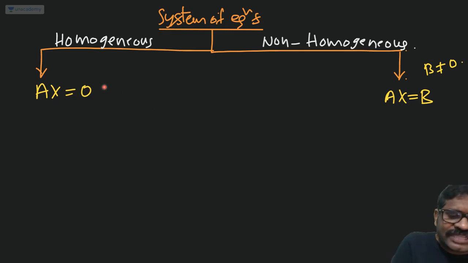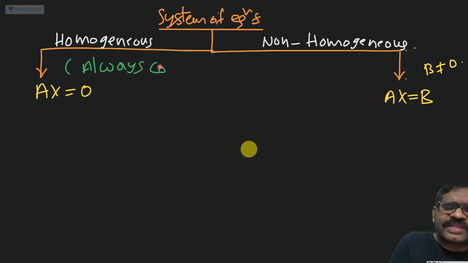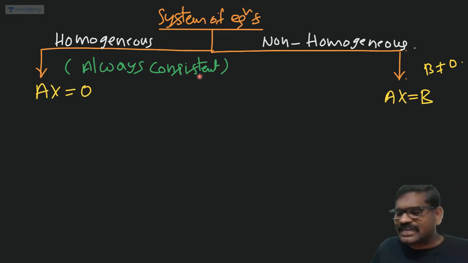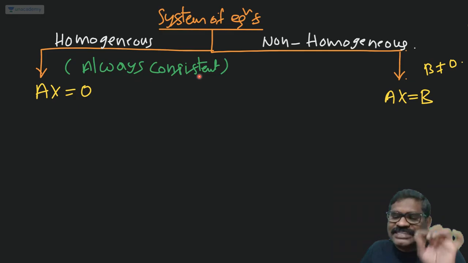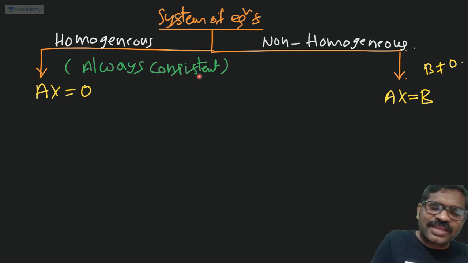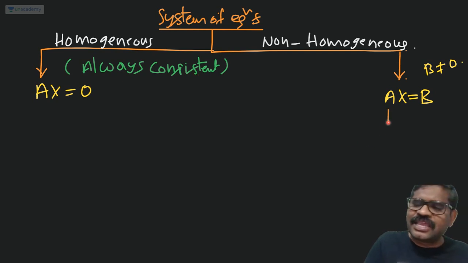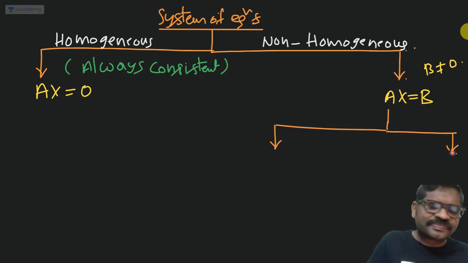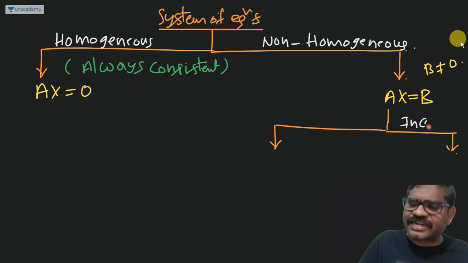The homogeneous system is always consistent. Consistent means possesses a solution. Sir, what about non-homogeneous? A non-homogeneous system is not always consistent. It may be consistent or it may be inconsistent.